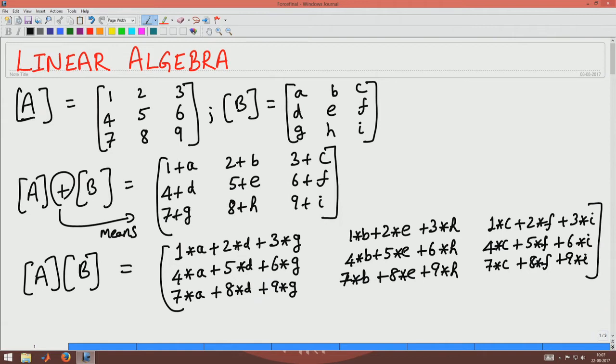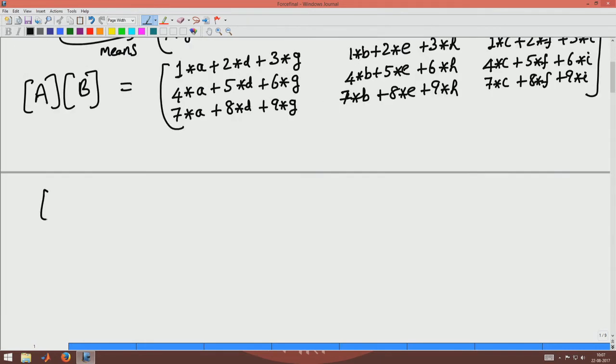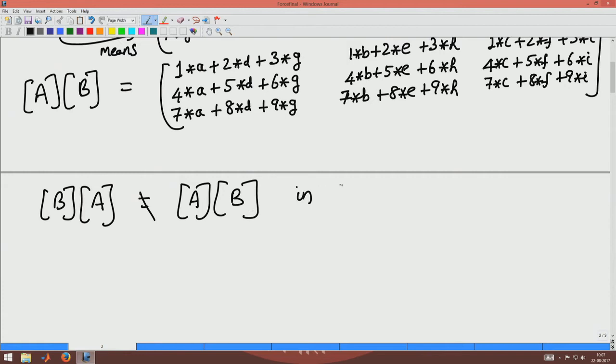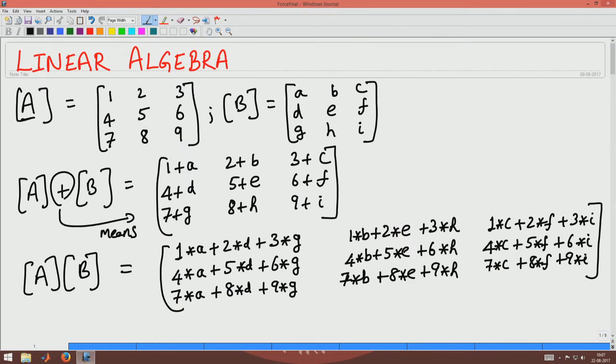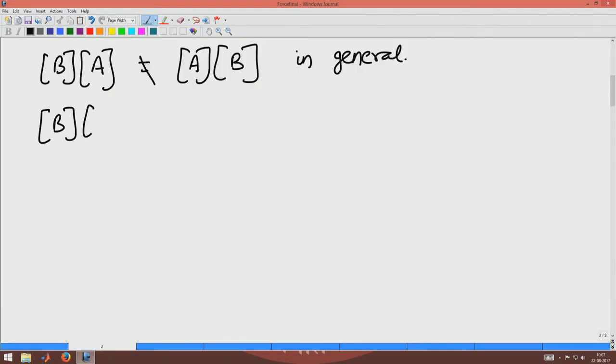Now, A into B is not going to be equal to B into A. Let us see that. Now, I am interested in finding the result for B times A. This is not equal to A times B in general. Okay. To see what it means, let us write the first row of B into A. B into A, what should I do? I have to multiply the rows of B with the columns of A. So, the first entry there is going to be A times 1 plus B times 4 plus C times 7, right.